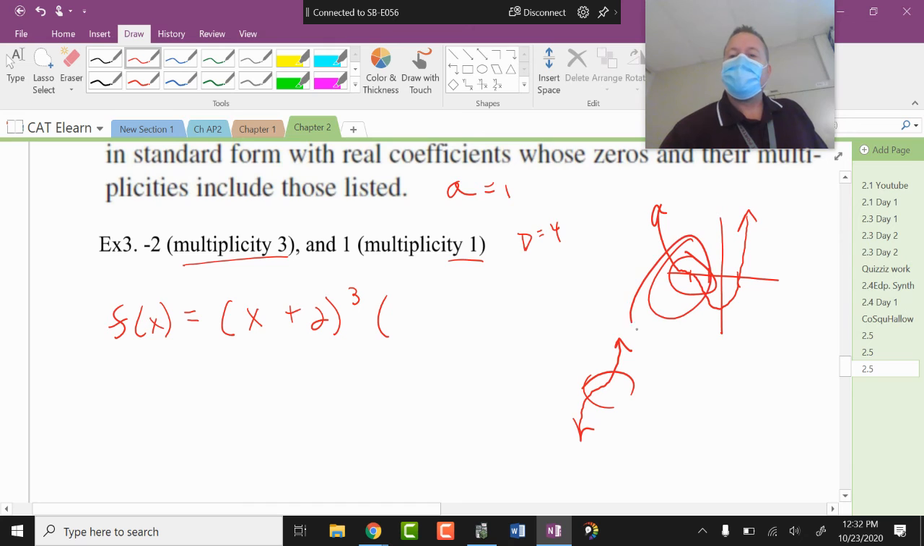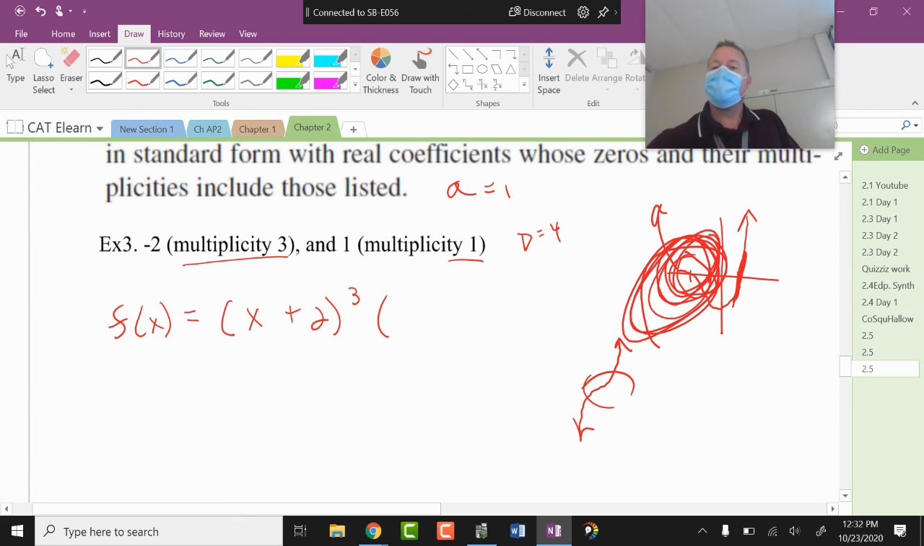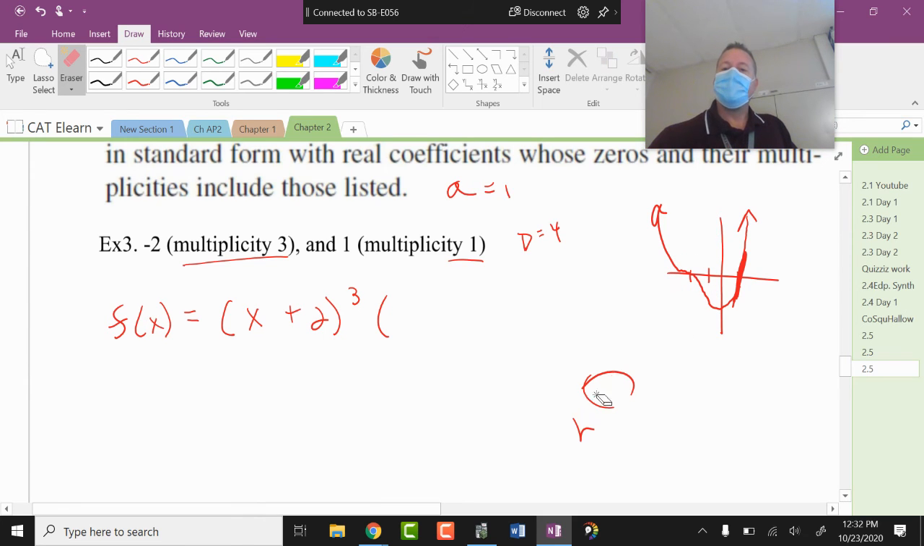Multiplicity 5 would be like this. Multiplicity 1 doesn't have any curvature to it. It goes through like a line. Think of it as linear. You know how a line looks? And then this goes through like a cubic. That's how a cubic looks with that flattening. Okay? That would be the best way to think about it. Ooh, that got messy there.